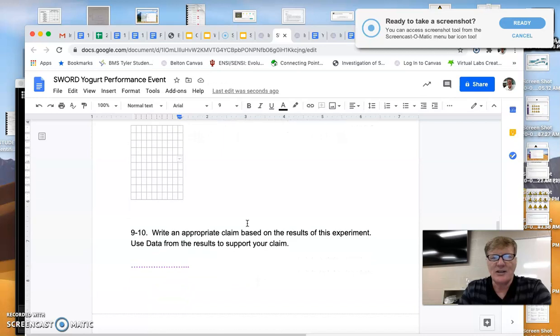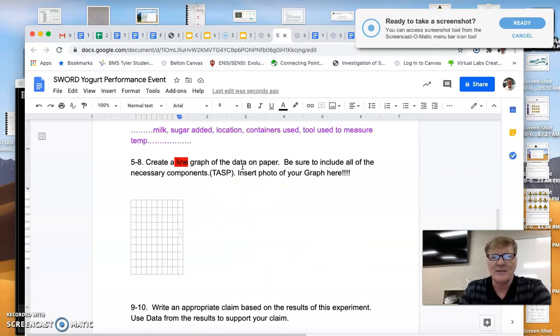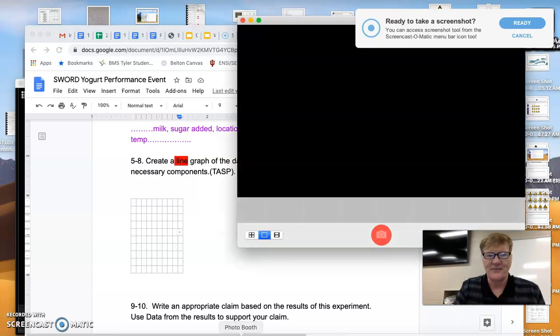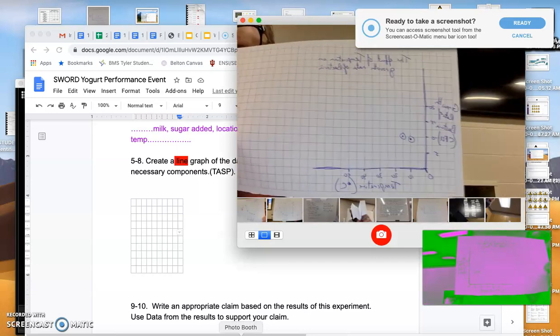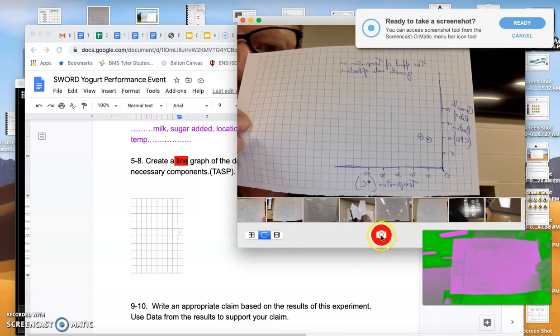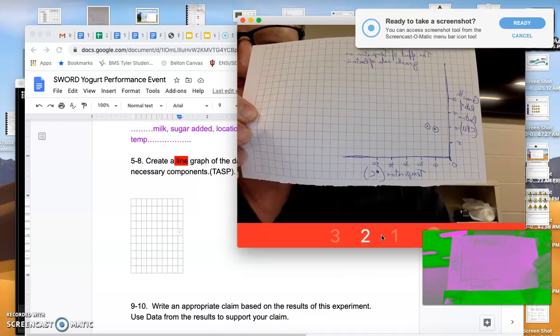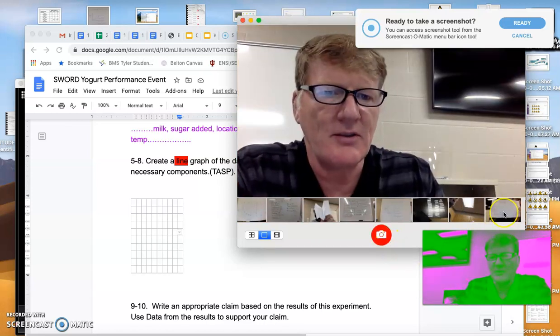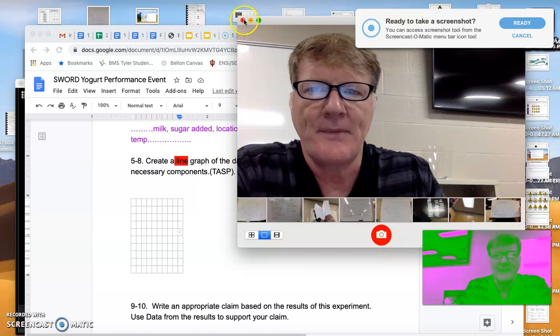Finally, the last question, I'm needing to write an appropriate claim based on the results of this experiment. Use data from the results to support your claim. I could refer to my graph, which I've inserted right here. Let me walk through inserting it. To insert that graph, I'm going to take a picture of it. Mine is not complete. Obviously, I would like you to complete the graph. I'm going to take a picture. I'm going to check my picture to be sure that I can read it. Then I'm going to insert it right here.